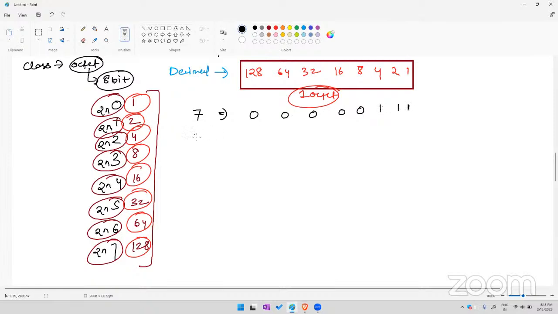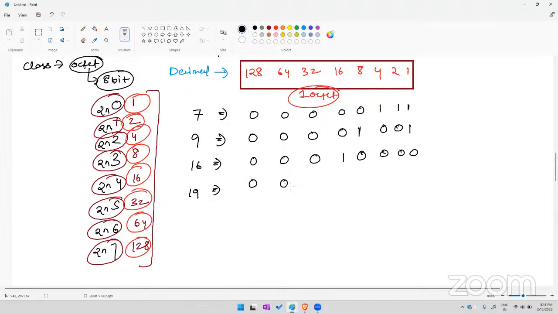So 7 is ready. If you are getting a 9, then 0, 0, 0, 0, 1, 0, 0, 1. If you are getting 16, then 0, 0, 0, 16 is 1, and the rest of the values 0, 0. Now, if you are getting a 19, then 0, 0, 0, 1, 0, 0, 1, 1. 16 plus 2 plus 1. If the value is 35, then 0, 0, 32 is on, 0, 0, 0, 1, 1.